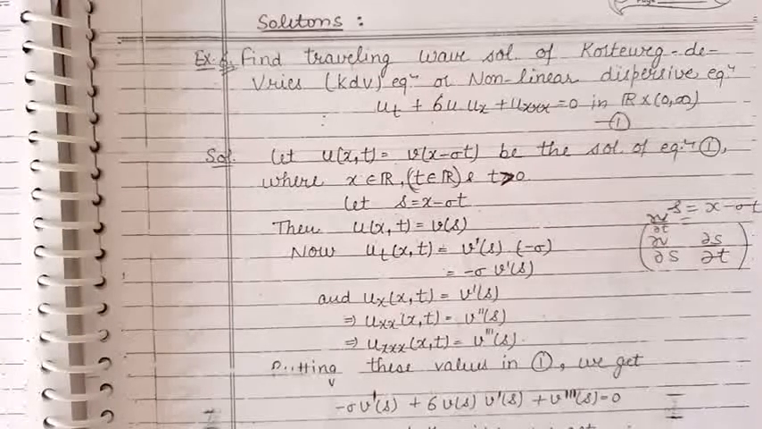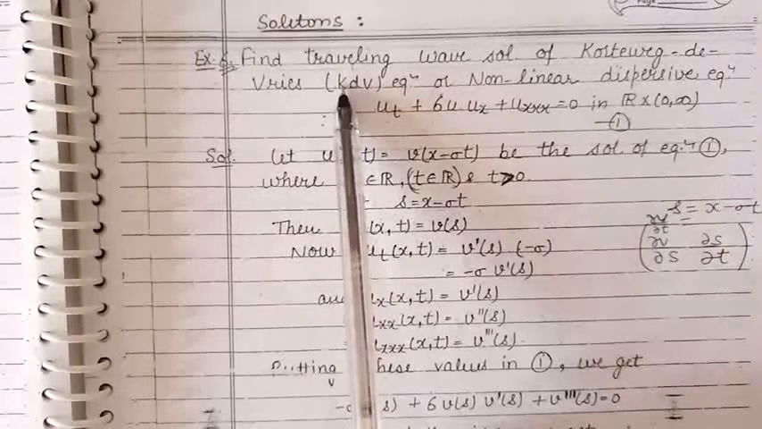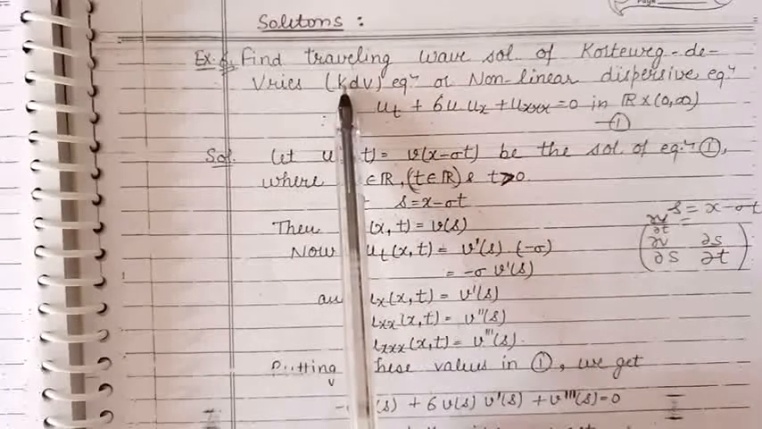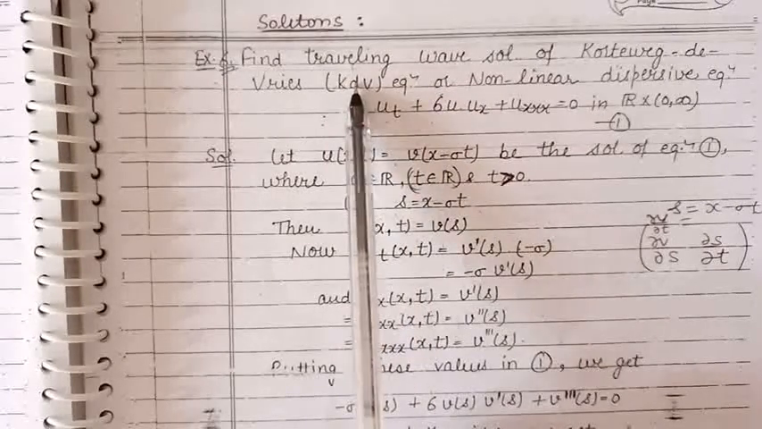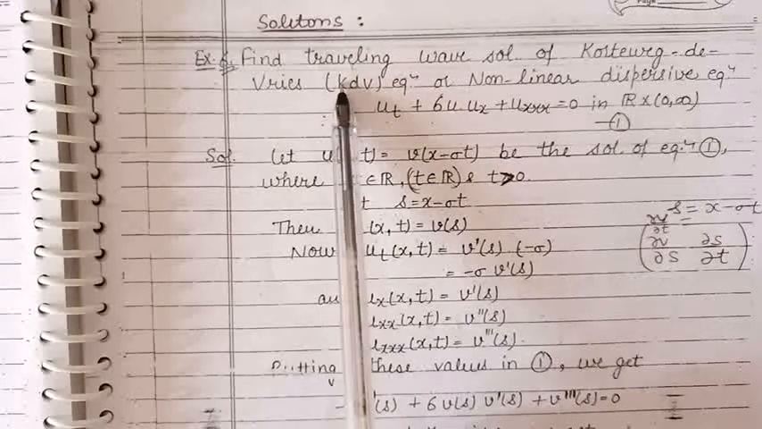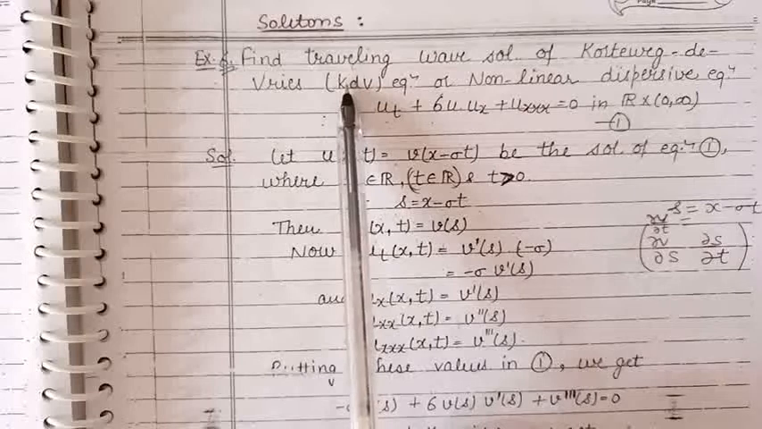In today's lecture, we will discuss solitons. Soliton is a traveling wave solution of Korteweg de Vries equation. In short, we write this equation as KdV equation. K means Korteweg, D, V means Vries. So its full form is Korteweg de Vries.